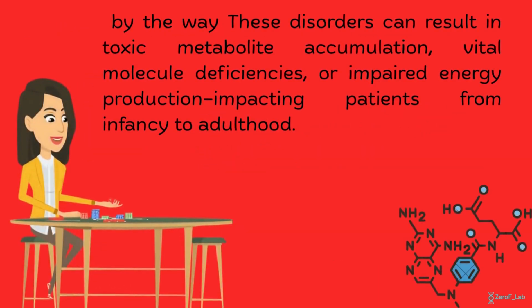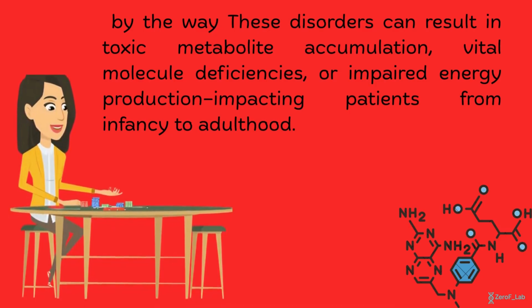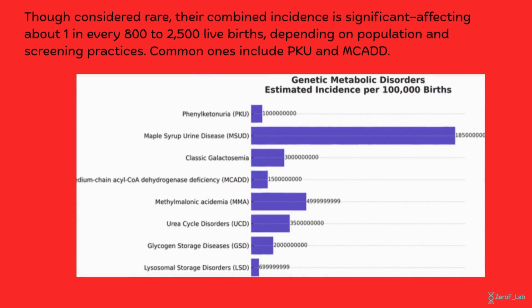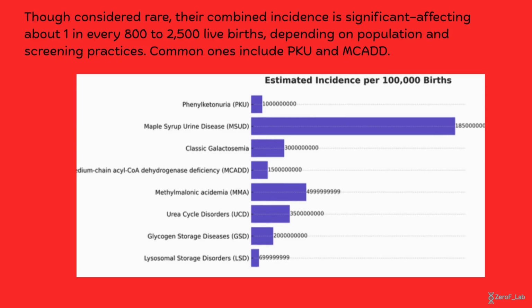By the way, these disorders can result in toxic metabolite accumulation, vital molecule deficiencies, or impaired energy production, impacting patients from infancy to adulthood. Though considered rare, their combined incidence is significant, affecting about 1 in every 800 to 2,500 live births, depending on population and screening practices. Common ones include PKU and MCAD deficiency.